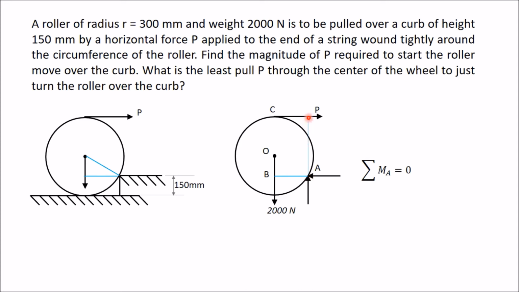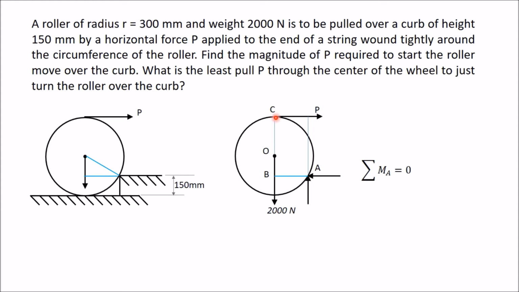So AB is the perpendicular distance of 2000 Newton from A. From A to this line is the perpendicular distance of P from point A. So this distance is nothing but this distance. These two distances are the same. So BC will be the perpendicular distance of P from point A. Now BC can be calculated.